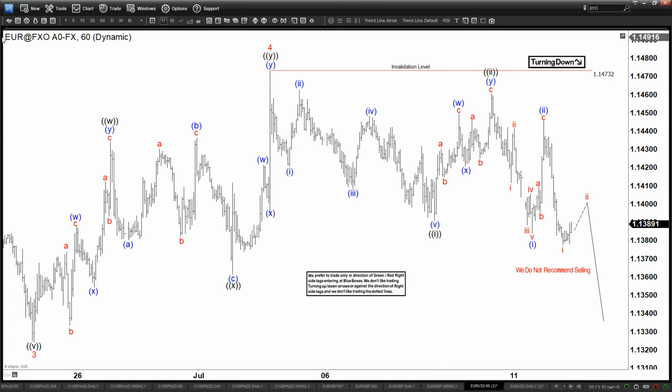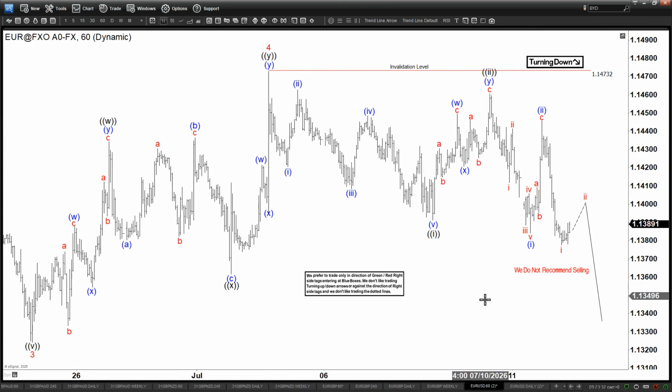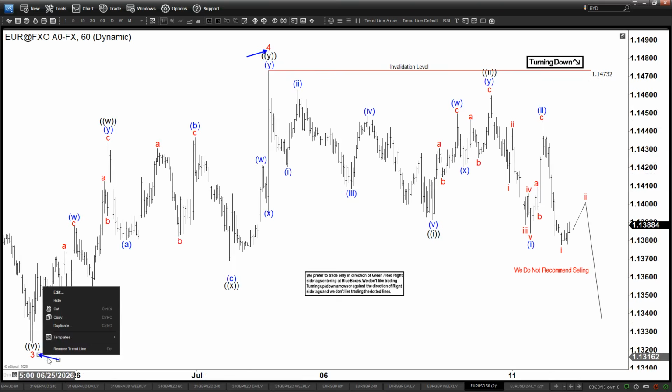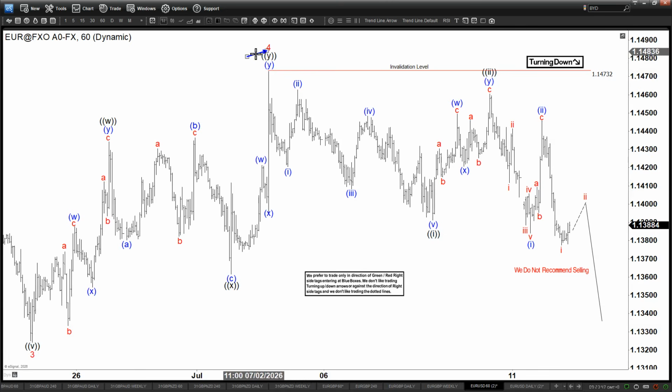Today we're going to be looking at Euro USD as the chart of the day. Now we can see right here we completed wave 3 of minor degree, with wave 4 completed at 114.70 in the form of a WXY, which is a double three. And now we have turned lower within wave 5.